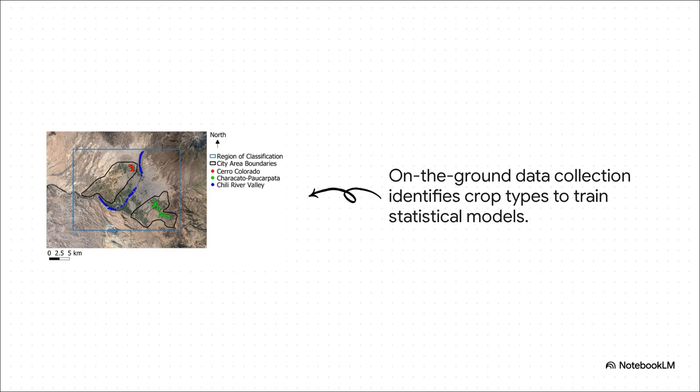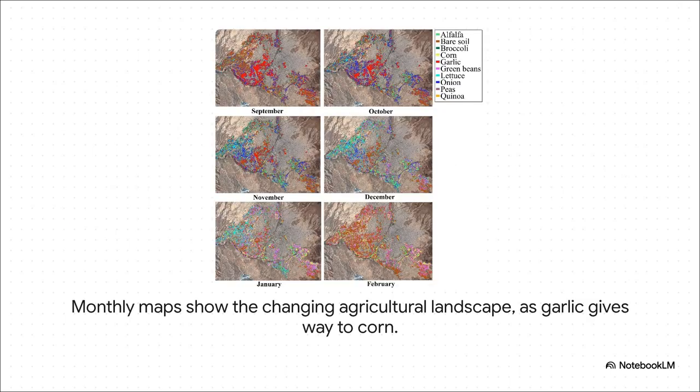So to figure out what's growing where, researchers couldn't just rely on satellite images alone. They had to actually go out into the fields in these areas, see what the crops were, and record what they found. This ground truth data is basically the answer key that they used to train their statistical models. And this is the incredible result. Using classification algorithms, which often use maximum likelihood under the hood, they were able to turn raw satellite data into these amazingly detailed monthly crop maps.